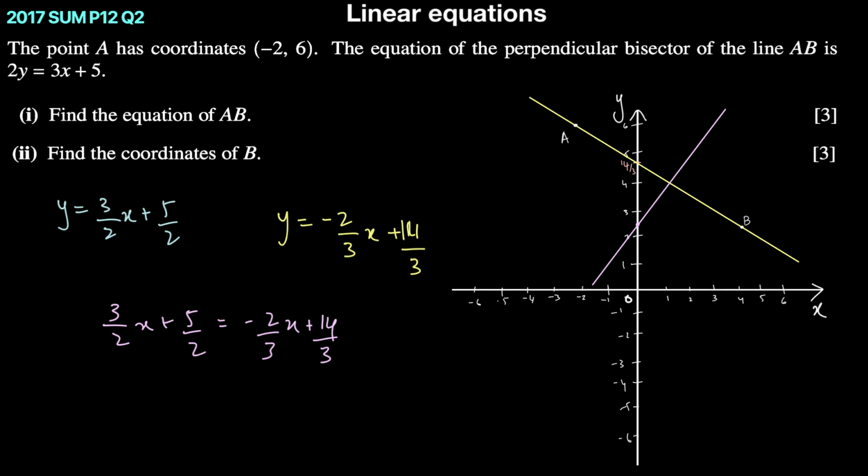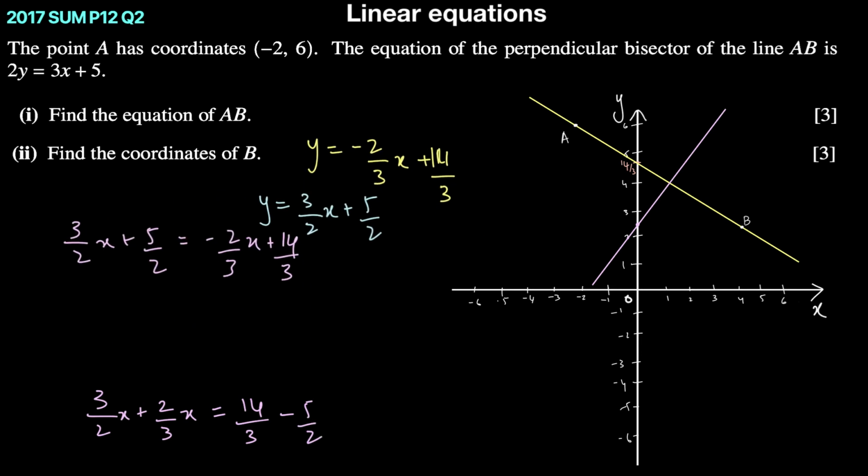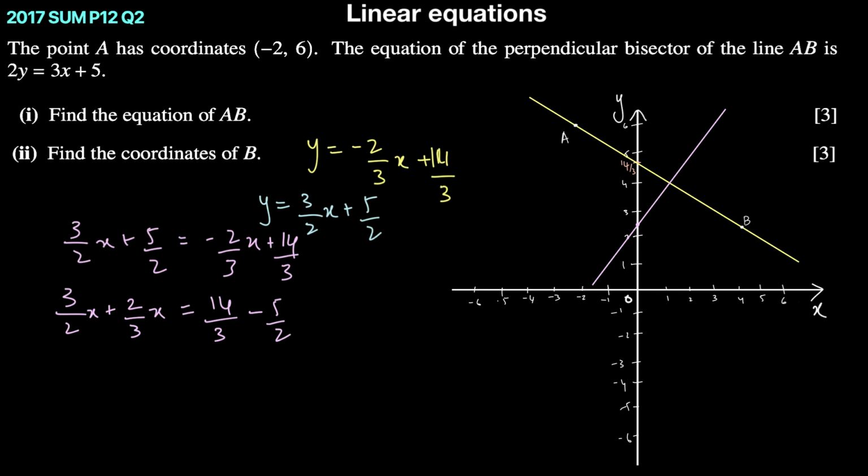And what we get is, if we add 2/3 x on both sides, we get 3/2 x plus 2/3 x on this side. And let's subtract 5/2 on both sides, so we get it is equal to 14/3 minus 5/2. And if we simplify this, what we end up with is 9/6 x + 4/6 x, taking the LCM, is equal to 28/6 minus 15/6. So we get 13/6 x is equal to 13/6.